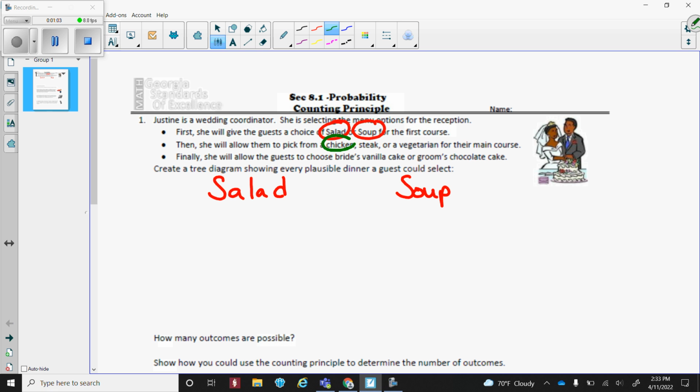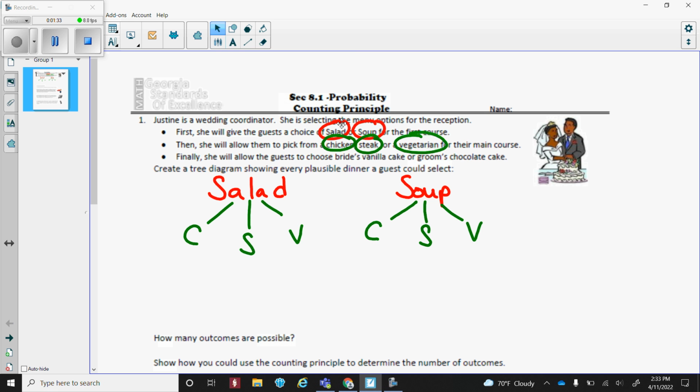There are 3 choices: chicken, steak, or vegetarian. So if you have salad, you can have chicken, steak, or vegetarian. If you have soup, you can also have chicken, steak, or vegetarian. So branching off, chicken, steak, vegetarian. Branching off from soup, chicken, steak, vegetarian. So no matter which appetizer you get for the first course, you have the option of chicken, steak, or vegetarian for your second course, your main course.